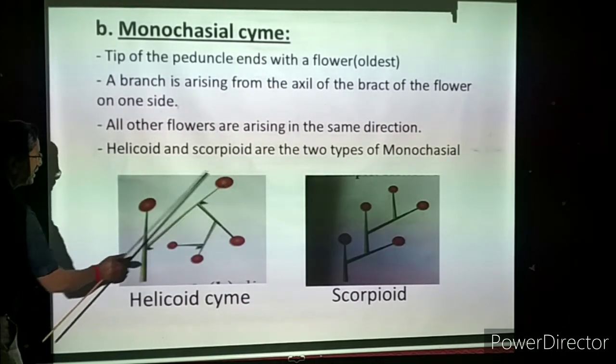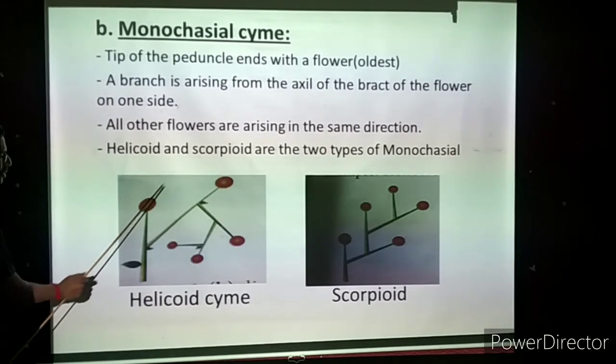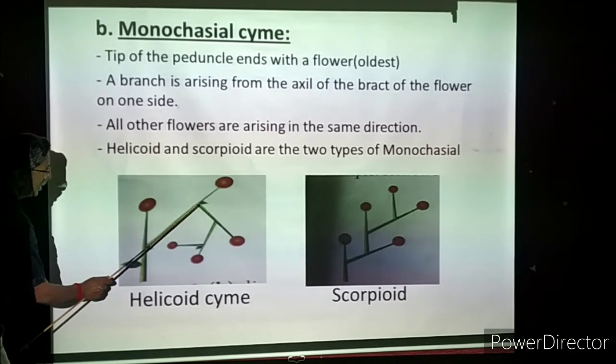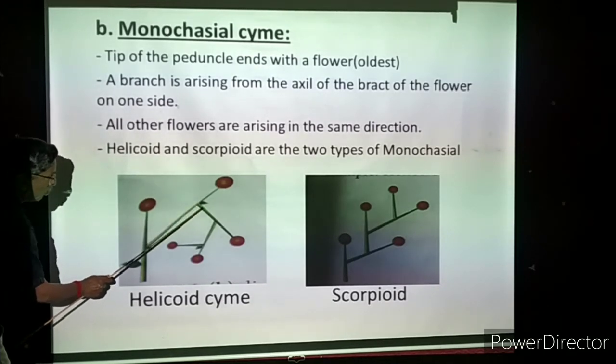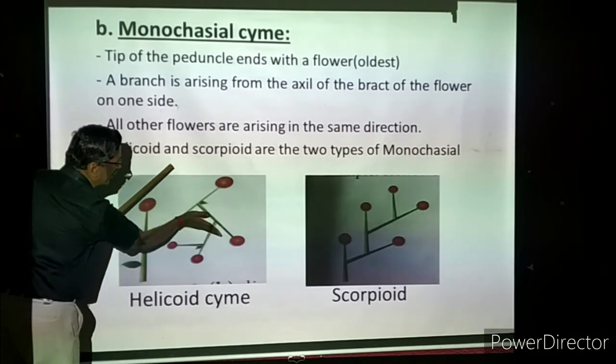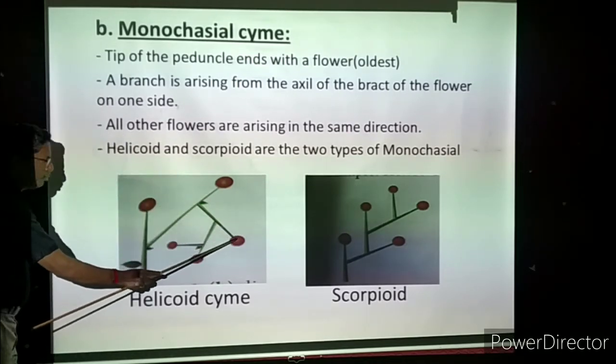Now this flower is younger than the first flower. Okay, this flower is formed. Then this is the branch of the peduncle. Now on this branch of the peduncle, again one more branch will be formed on the same side. If for us this is the right side, here also it is the right side. At the tip, one flower.